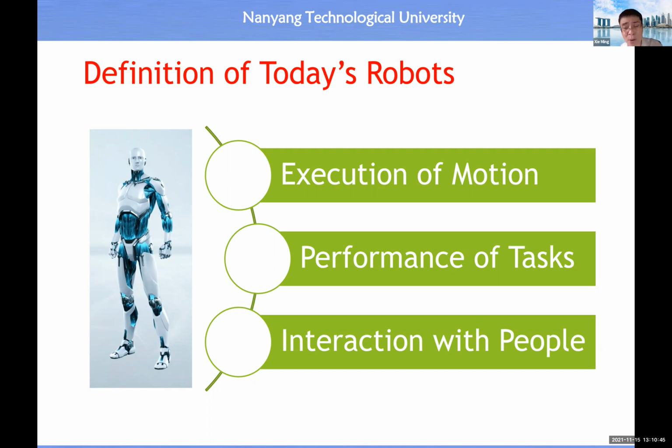And most importantly, the third component is the ability to interact with human beings at the cognitive level, because interaction at the signal level is easily achievable. But for interaction at the cognitive level, that will be a challenge. Today it is still a challenge for us to make a breakthrough.